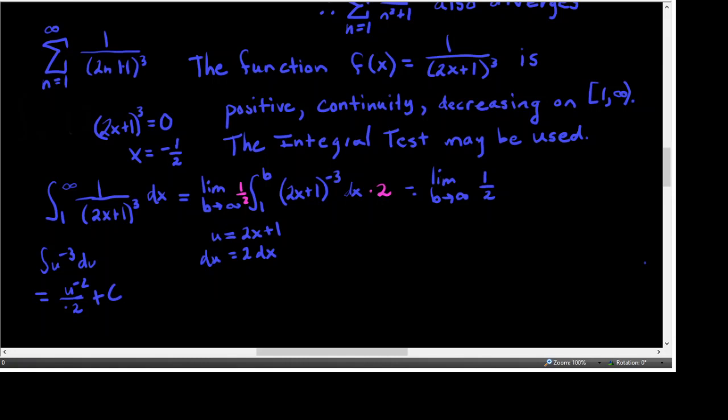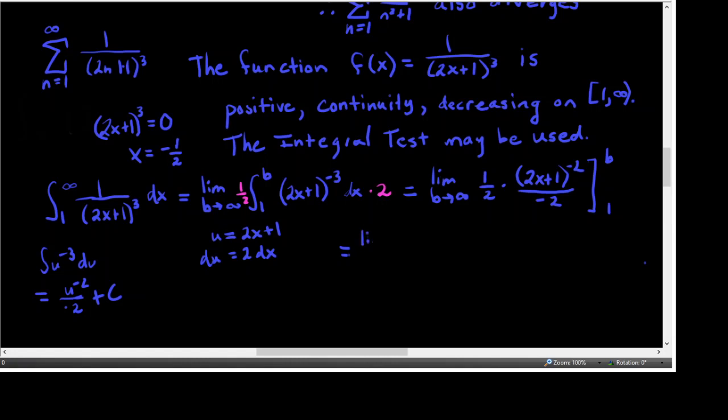You can certainly do that off to the side, but unlike what I actually did here, that 1/2 will be multiplied by not u to the negative 2, but instead what u is equal to, 2x plus 1, to the negative 2 divided by negative 2. So notice we didn't actually go to u, we stayed in x. And we'll evaluate that from 1 to b.